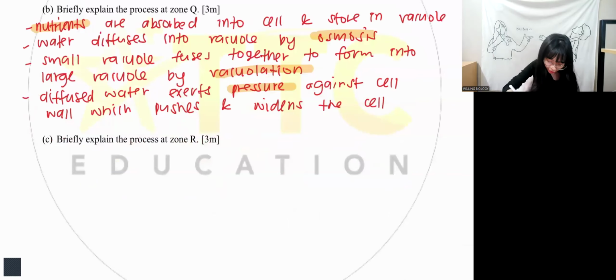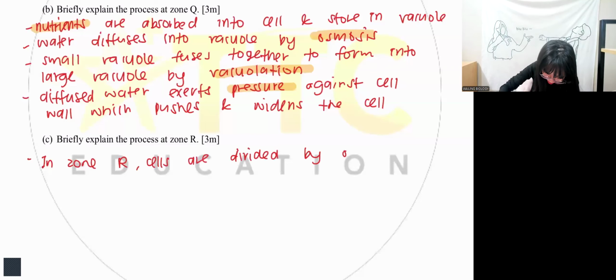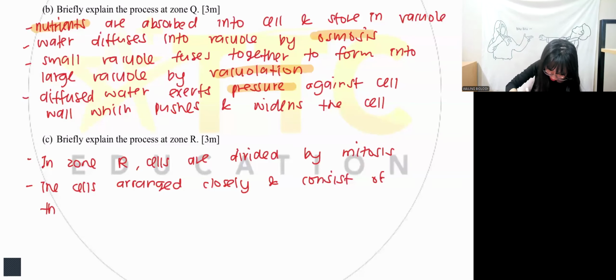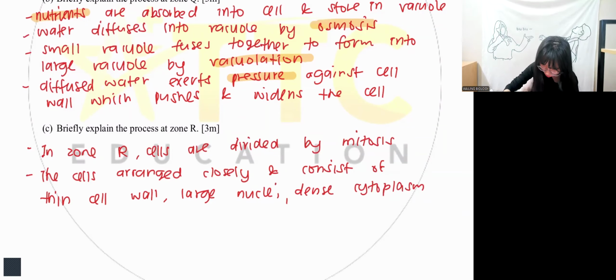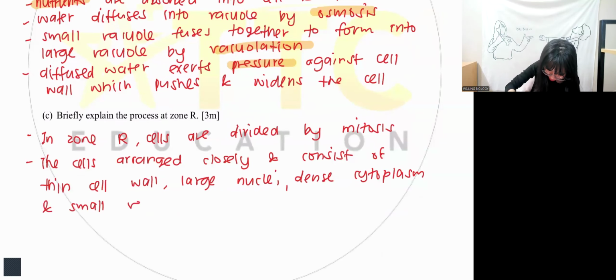Okay, so to write in 3 sentences, first we're going to say: in zone R, cells are divided by mitosis. The cells arrange closely and consist of thin cell wall, large nuclei, dense cytoplasm, and small vacuole.